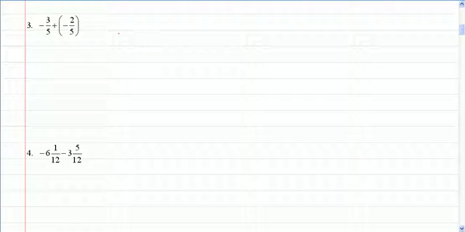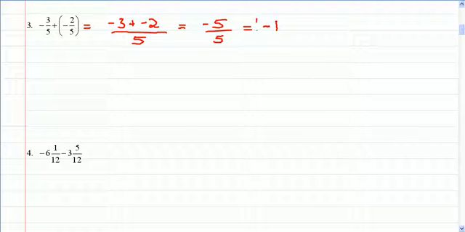For number 3, -3/5 plus -2/5. Both denominators are 5, so I can write this as -3 plus -2 over 5. And if we take -3 plus -2, we get -5 over 5. And anything over itself is 1, but because the numerator 5 is negative, the final answer is -1.